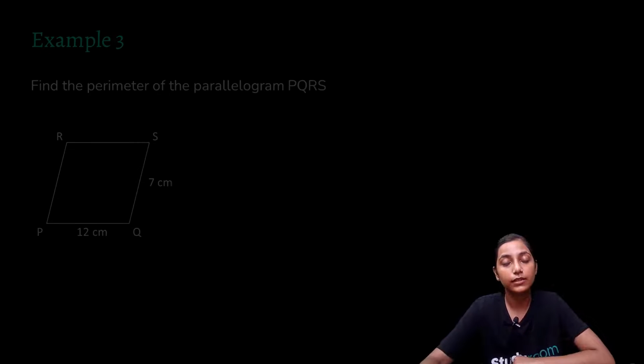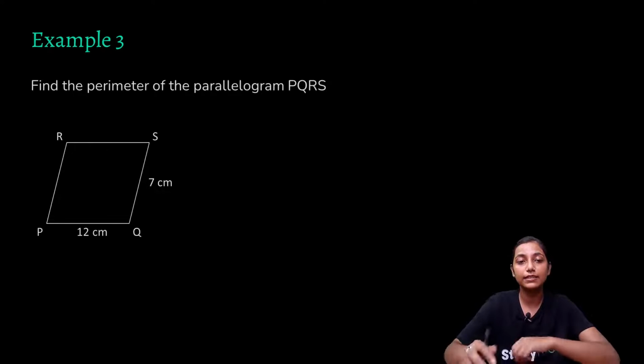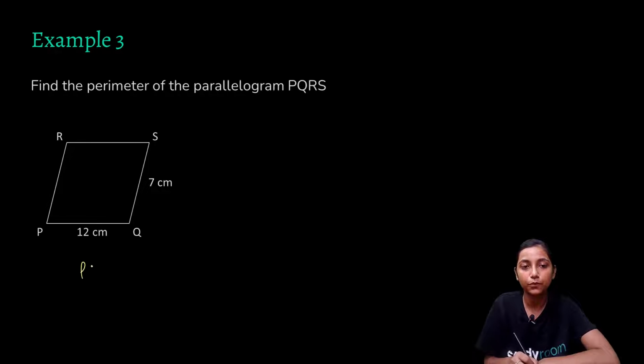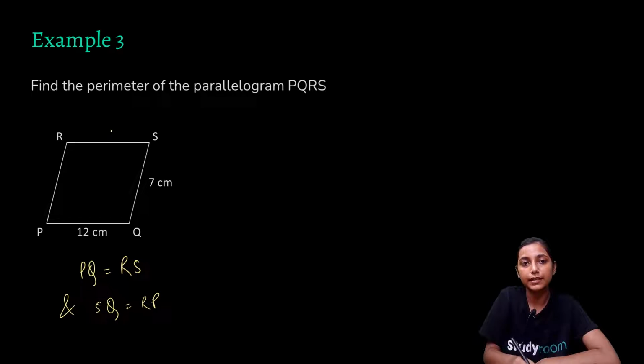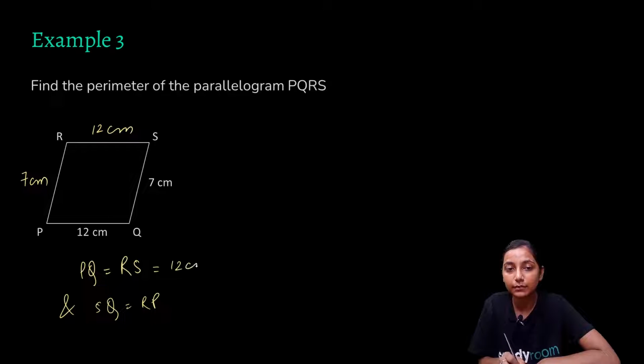So, from the previous property that the opposite sides of a parallelogram are of equal length, what can we say? We can say that PQ is equal to RS and SQ is equal to RP. This side will be equal to this side, that is this also will be 12 centimeter, while this side is going to be equal to this side, that is this also will be 7 centimeter. This will be 12 centimeter while this will be 7 centimeter.